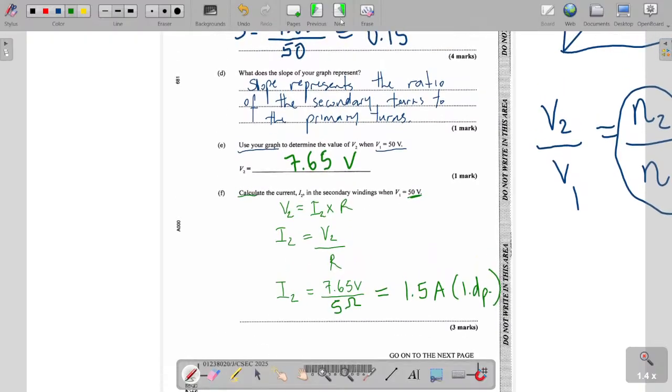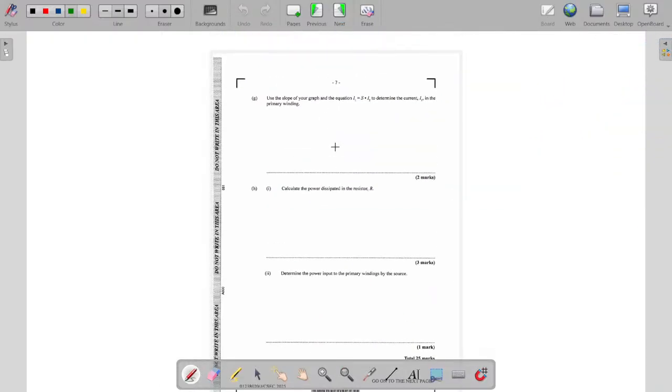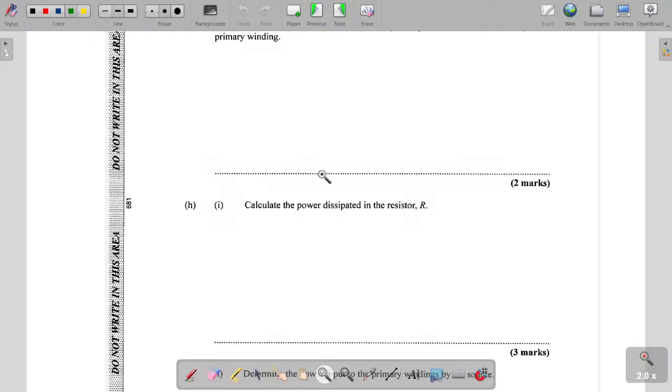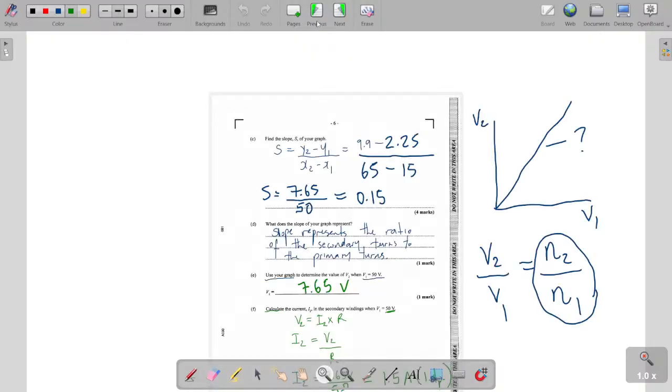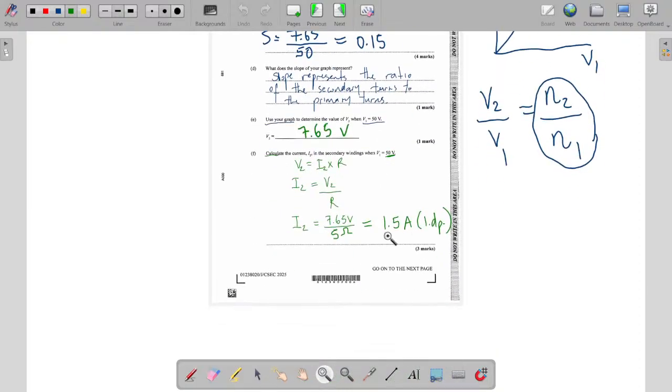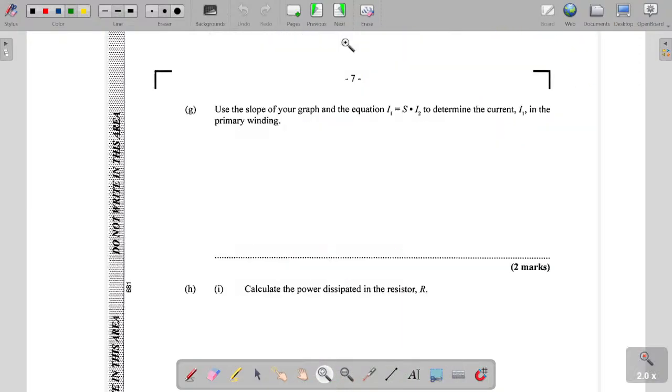So the next question here says we are supposed to use a particular equation to find out what I1 is. So in the previous question, we calculated what I2 is. So I2 is actually 1.5 amps. So let me just indicate that right here. So I2, we calculated I2 to be 1.5 amps, right?